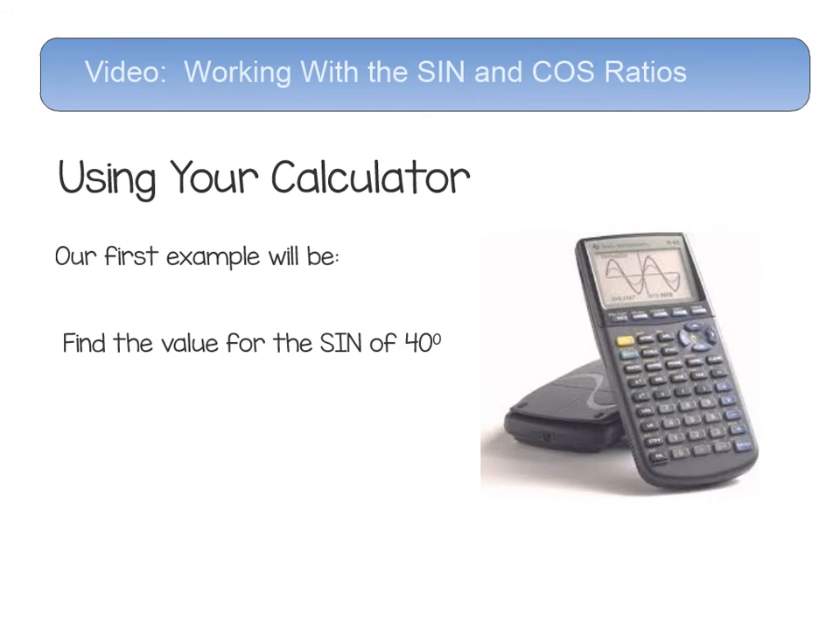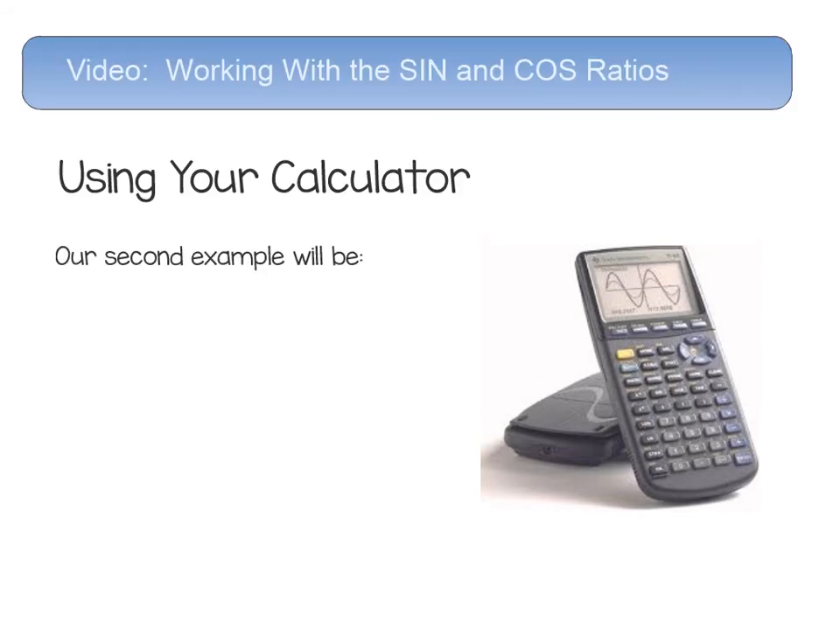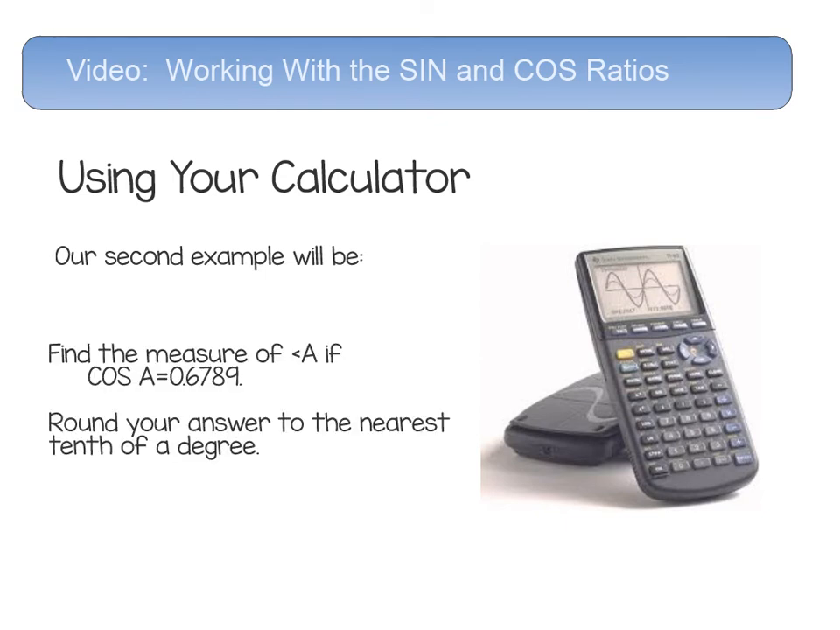And for our first example, to find the value of the sine of 40 degrees, your answer is 0.6428. Our second example will be, find the measure of angle A if cos A equals 0.6789. Round your answer to the nearest tenth of a degree.